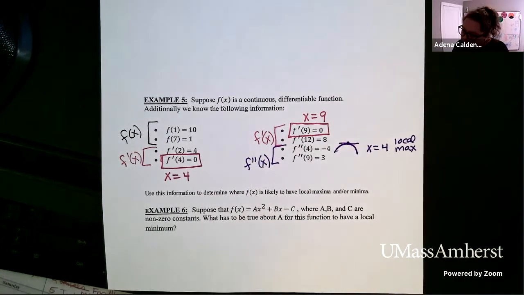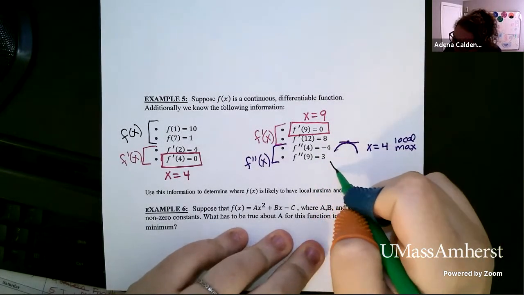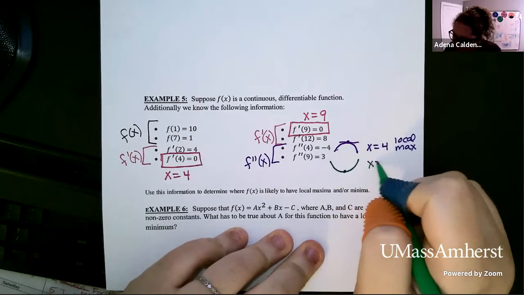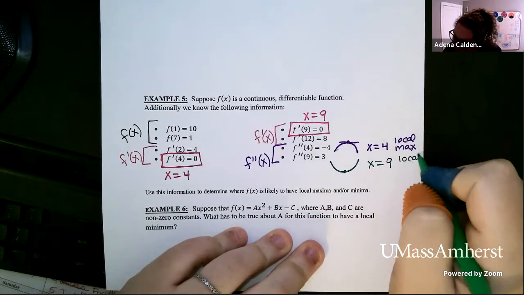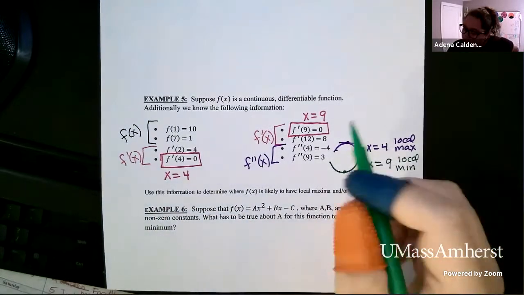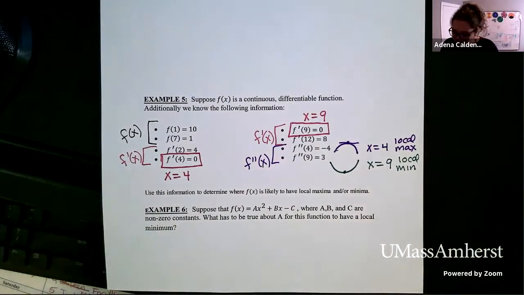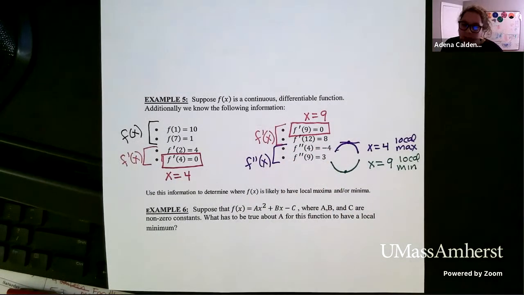At 9, we see that the second derivative is positive 3. That tells me that the original function's concave up at 9. So at x equals 9, we have a local minimum, okay? So we're using the values of the second derivative to determine the concavity for the critical points. But again, the critical points are 4 and 9. It's the x values that we're plugging in. So we were able to use the second derivative here to classify these places that we identified as critical points.